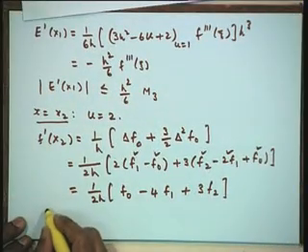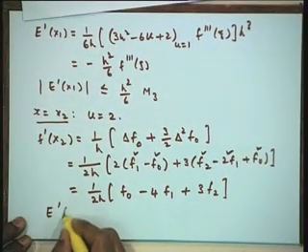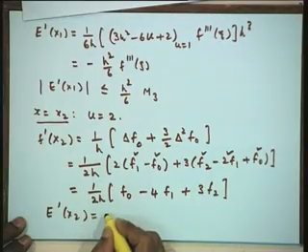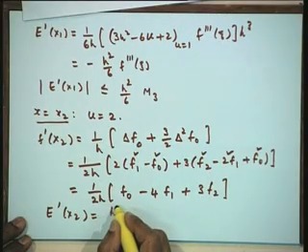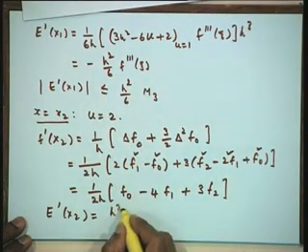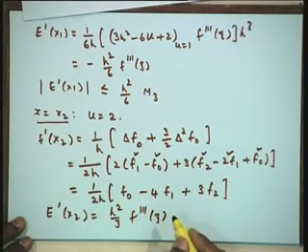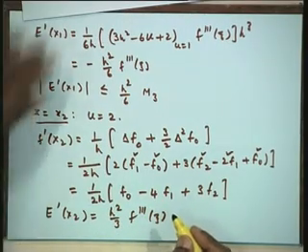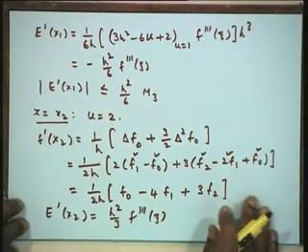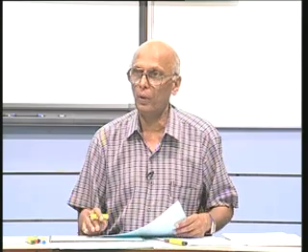Now, I leave this as an exercise to you, to find out the derivative at x2, is again equal to h square by 3 f double dash of xi. It is the same as at the first point it would be.